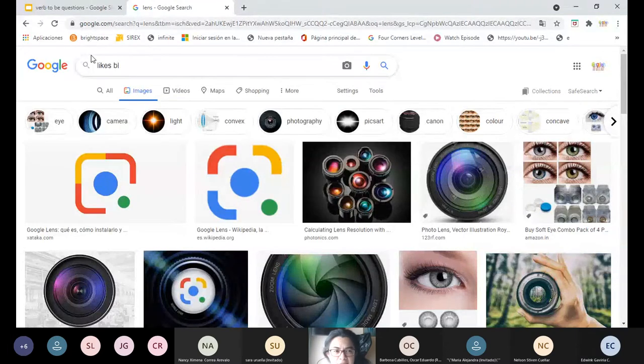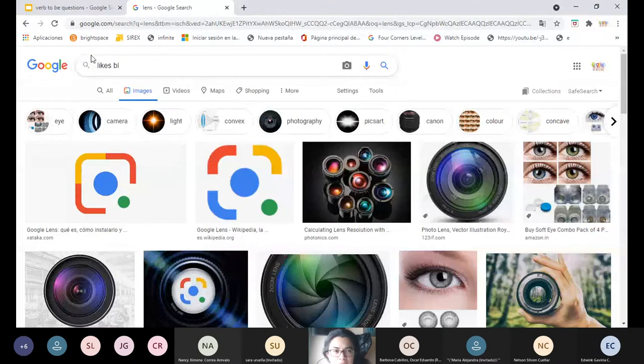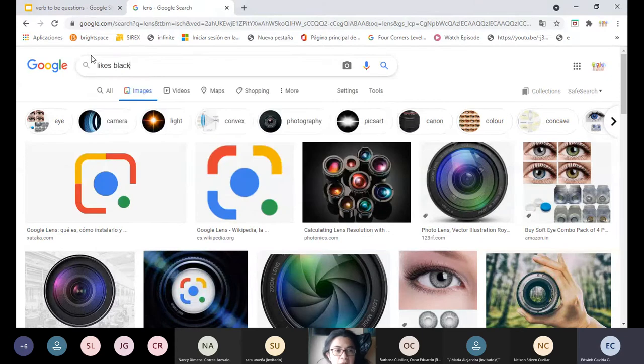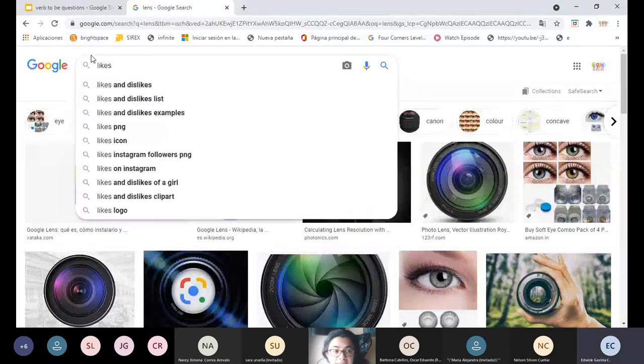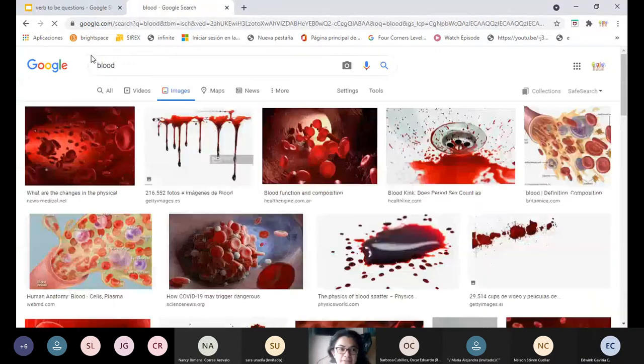Can you spell the word blue, please? B, L, U. No, teacher. B as in baby. L, O, O, D. Blood. Ah, blood. B-L-O-O-D. Yes, good. Guys, in case you wonder what blood is, this is blood. Okay, so it likes blood. Continue, please, Edwin.